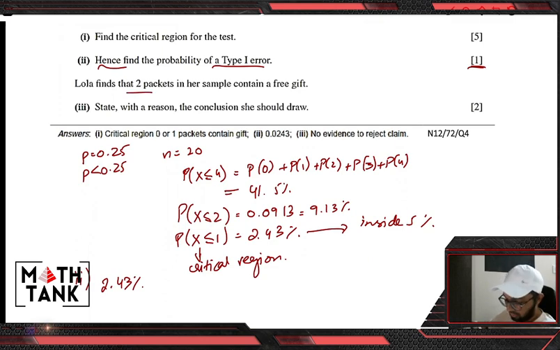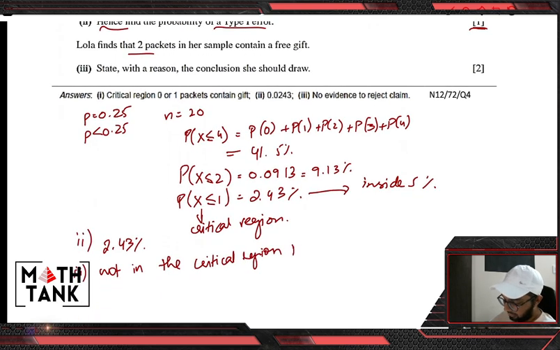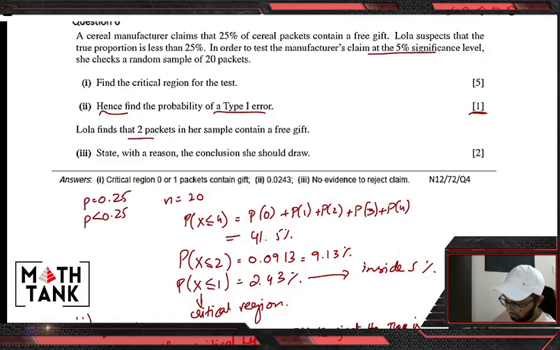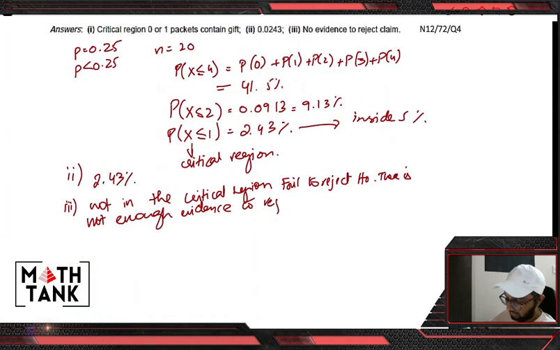So is she in the critical region? No, she's not in the critical region. Critical region or rejection region, whatever you want to call it. Therefore, fail to reject H naught. There is not enough evidence to reject the manufacturer's claim. That's what they're claiming, right?